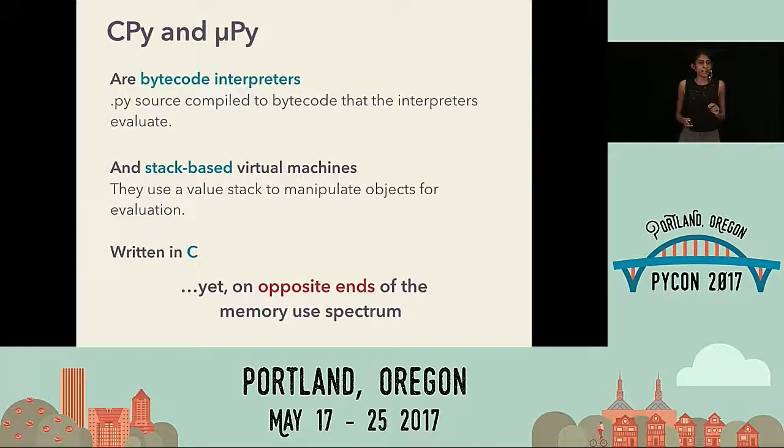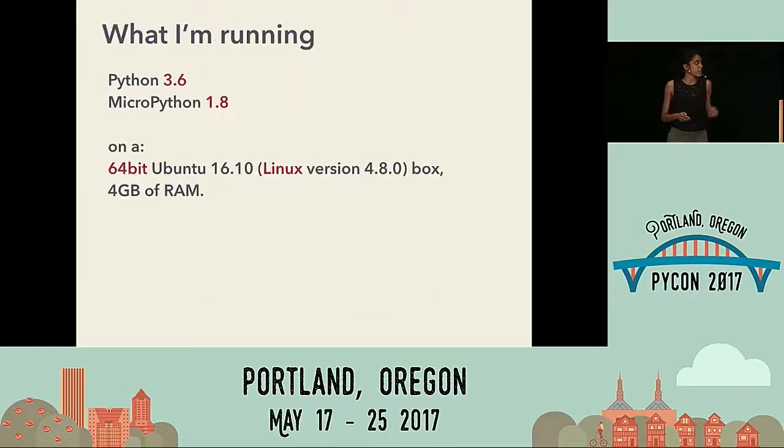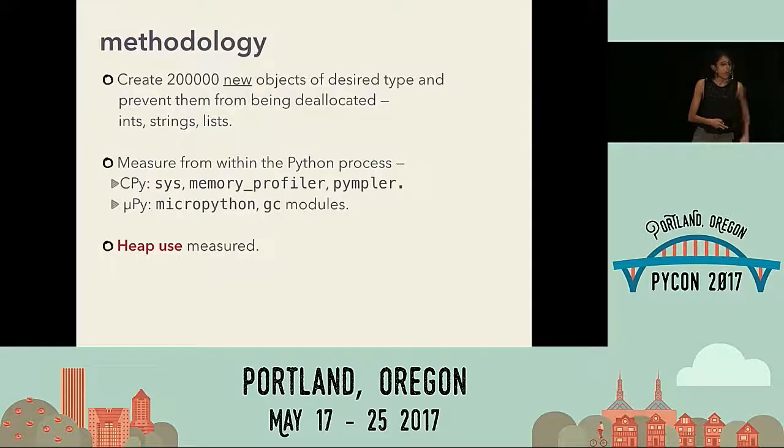But you don't have to take my word for it. Let's look at some numbers. So first things first, these are the specs of the laptop that these experiments were run on. What matters is it's a 64-bit. I was running Python 3.6, and MicroPython has a Unix port, which is why I could run it on my Ubuntu box. The methodology used for these experiments, these are not formal benchmarks by any means. These are just simple experiments. I created a number of objects of the desired type in a loop, so up to 200,000 of them.